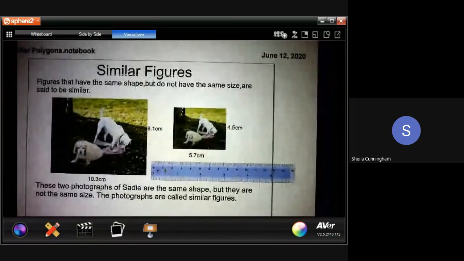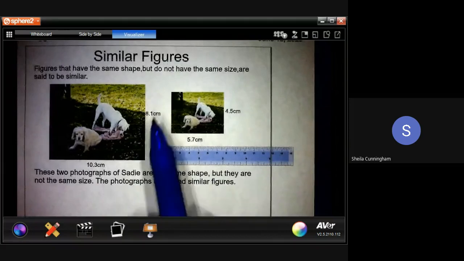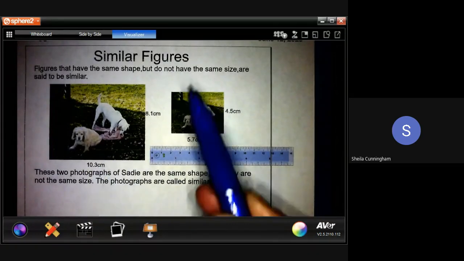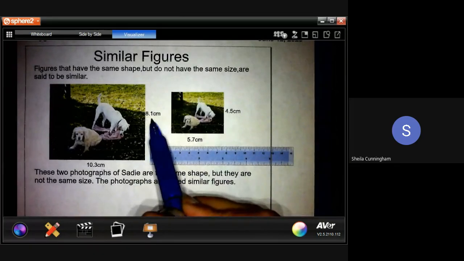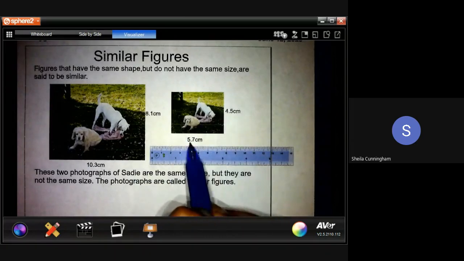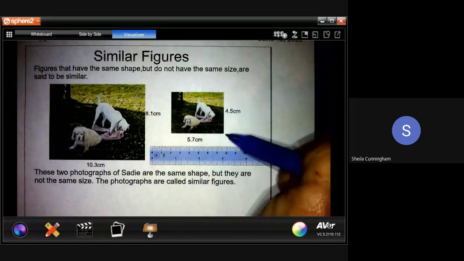Let's look at these two pictures. We've got figures that have the same shape but do not have the same size, and they are said to be similar. So we look at this one picture. We see that it's got a length measure of 10.3 centimeters by a width measure of 8.1 centimeters. And same thing over in the second picture, looks like the identical picture. Here we have 5.7 centimeters for a length along the bottom and 4.5 centimeters for a width along the side.